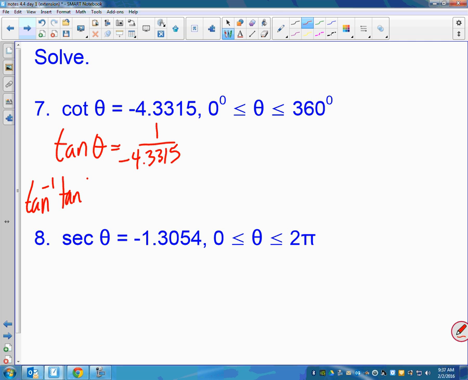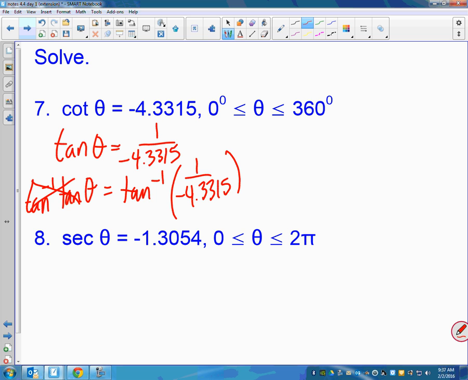And if you take the inverse tangent of tangent, you will always get that cancel out. Just like a square root and a square cancels out. Or a plus and a minus cancel out, right? So that's what we do to get rid of tangent, but you have to do that to the other side. So when you're solving for an angle using your calculator, you're going to use that inverse button, which is usually just second tangent. In degree mode, and you're just going to do inverse tangent of 1 divided by negative 4.3315.